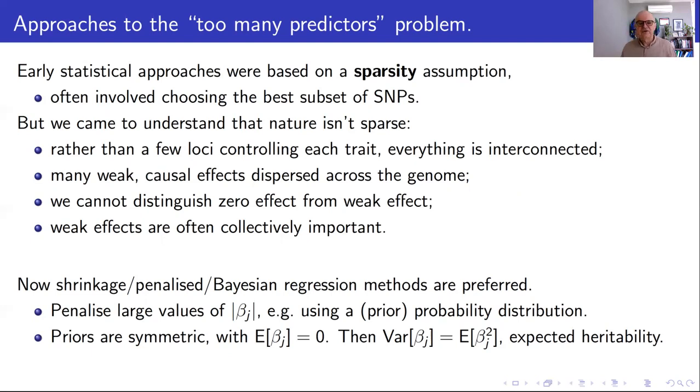Crucially, we can't distinguish zero effect from weak effect. I've often been dismissive of any attempts to count the number of non-null SNPs or things like that, because often you can't tell the difference between a null SNP with zero effect and a weak effect. Weak effects on their own are not very interesting, but collectively, they turn out to be important for many complex traits.